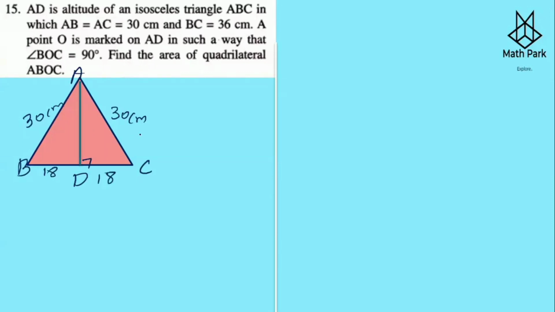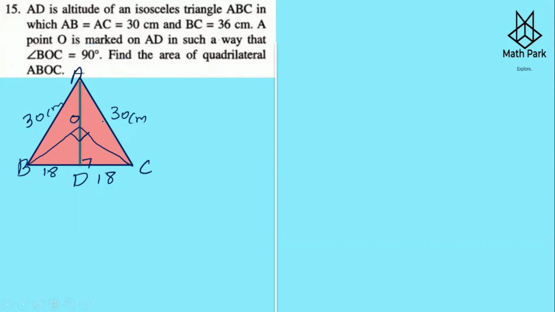A point O is marked on AD in such a way that angle BOC is 90 degree. This is the right angle, that is how O is being marked. Find the area of quadrilateral ABOC.